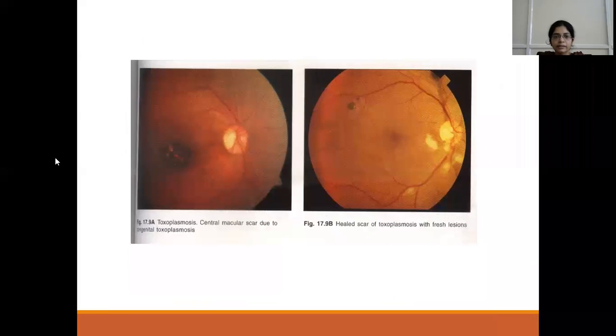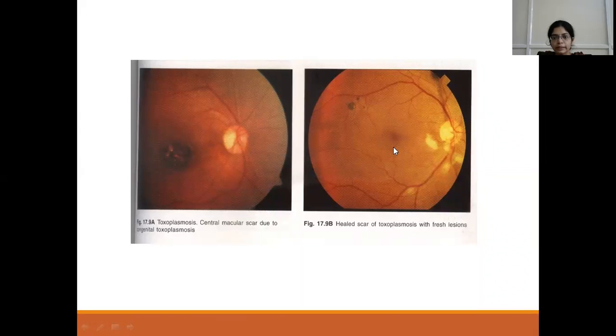So again, you can see in the first picture, this is a healed choroiditis patch in the central, in the macular area. This is the optic disc, temporal to it is the macula. Here you can see a healed patch of choroiditis with all this pigmentation, and you can see certain whitish areas. These are the scleral part.